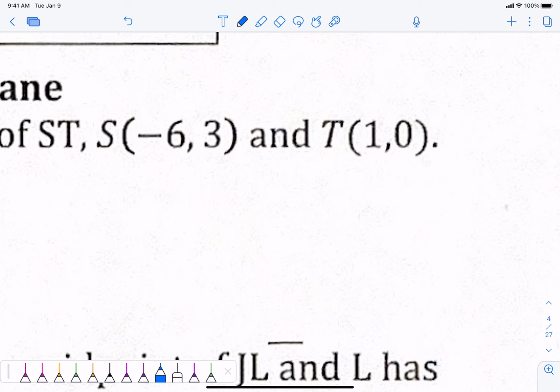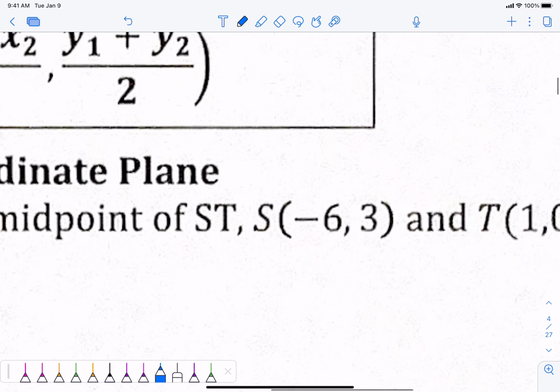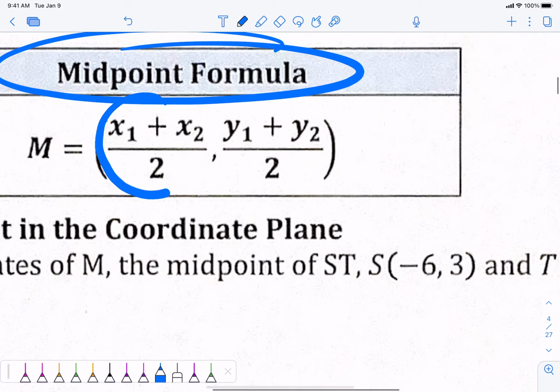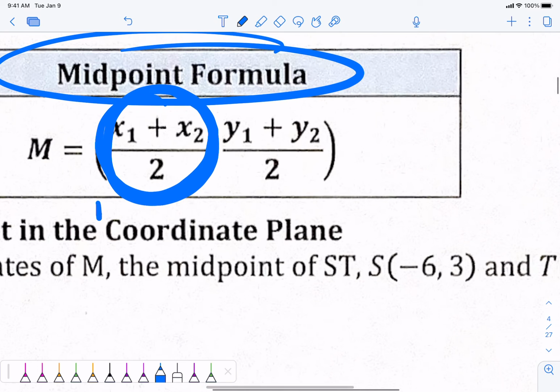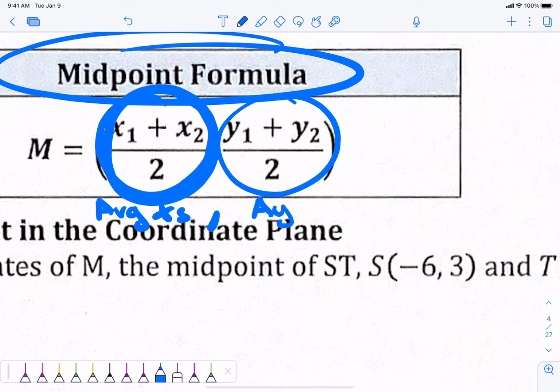The formula in the box. Okay, but what does the formula in the box say? x1 plus x2 divided by 2. What is this saying in layman's terms? What does that mean? What are we doing? We're finding the average of the x's. So you average the x's, and comma, this one says we average the y's. Does that make sense? We add the x's together and divide by 2, add the y's together and divide by 2. That gives me the average.